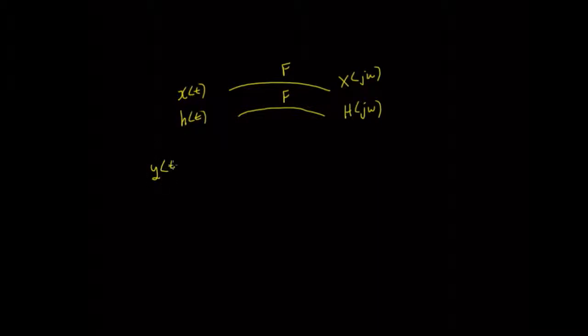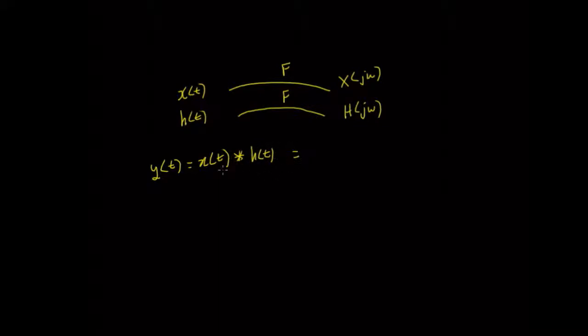If we have some function x of t, when we find a Fourier transform we get some function x of j omega. Now if we take another function, say h of t, when we find a Fourier transform we get some other function h of j omega. Okay, now if we were to convolve this function in the time domain, so let's say we're going to generate another function y of t which equals x of t convolved with h of t.